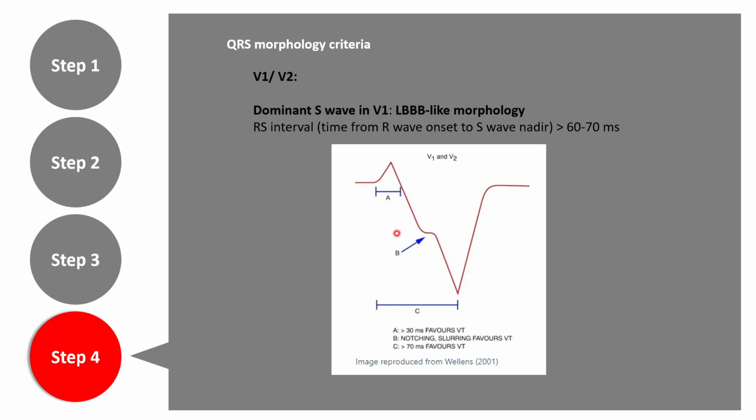All right, we talked about that from the beginning of the R wave to the nadir of the S wave. If it is more than 70 or 80 milliseconds, which is about 2 smaller square, very likely to be VT.